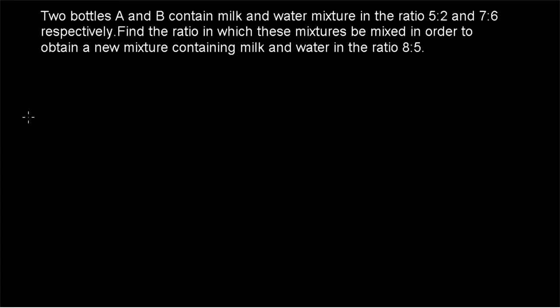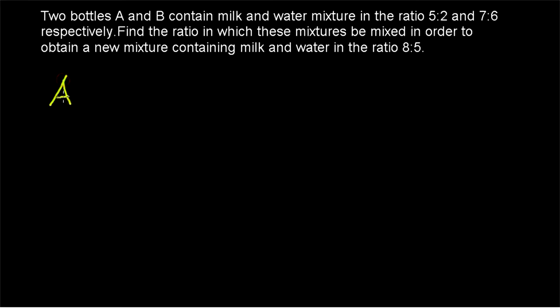So today's question is, two bottles A and B contain milk and water mixture in the ratio of 5:2 and 7:6 respectively. Find the ratio in which these mixtures be mixed in order to obtain a new mixture containing milk and water in the ratio 8:5. So what is the question here?